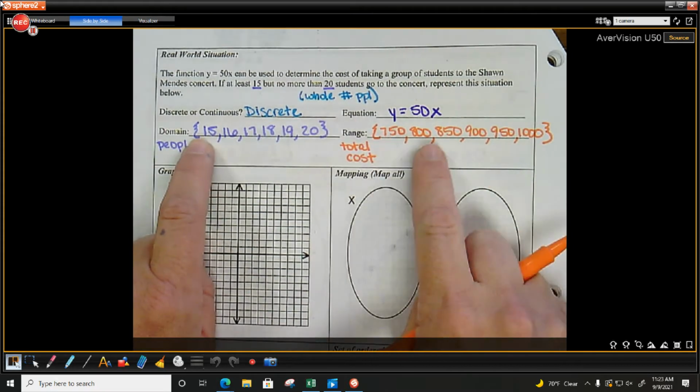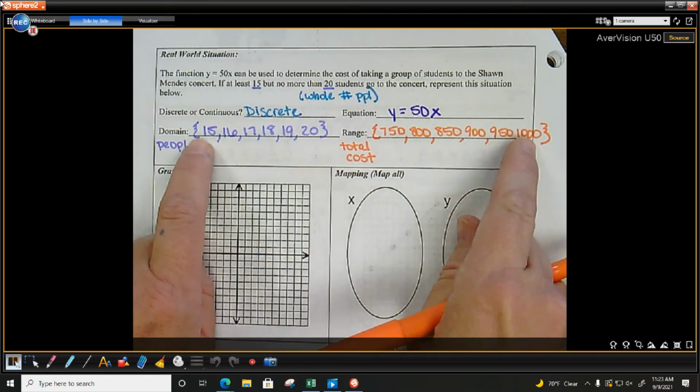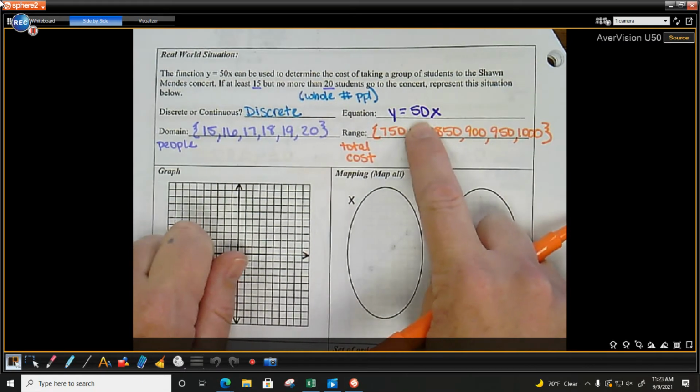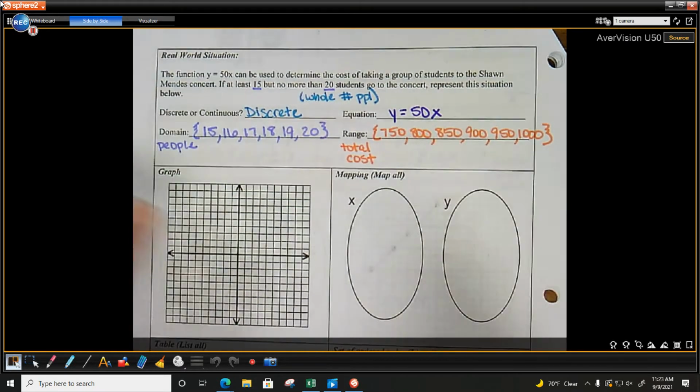What do we notice about the cost, guys? It goes up by 50 every time because it's 50x. We're adding 50 for every person that's going. Okay? Are we okay with how we got our domain and our range?